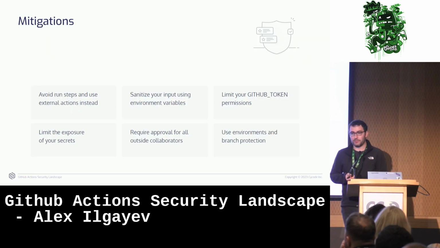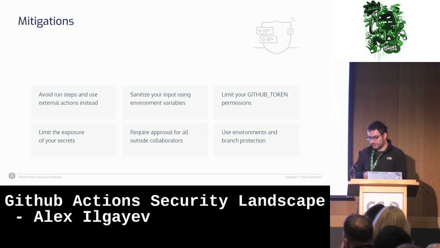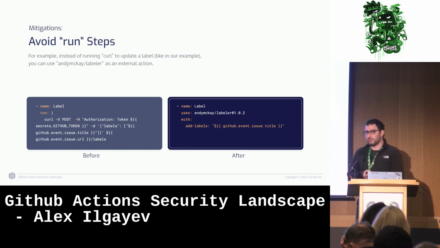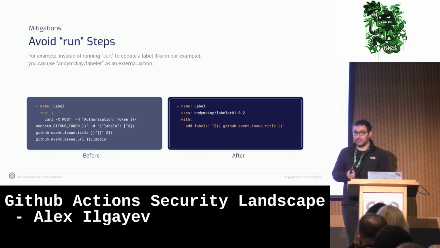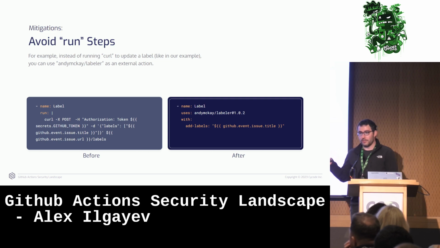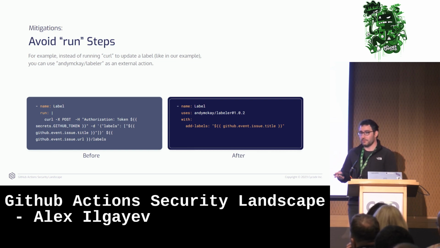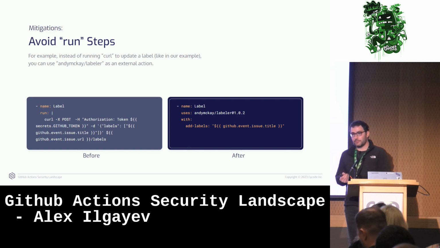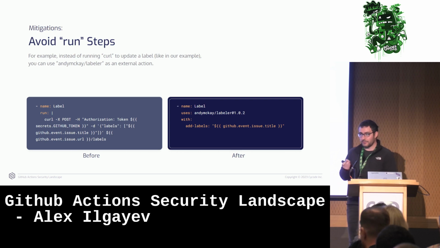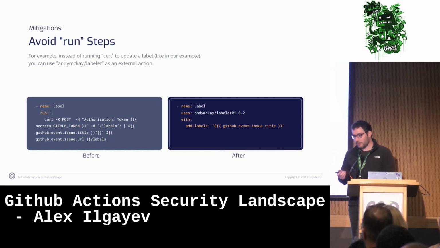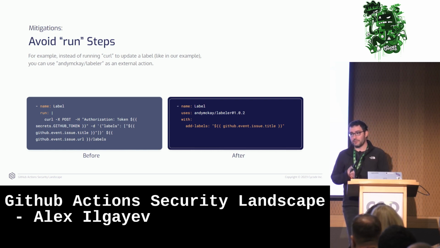So let's see in short how we're able to mitigate all this risk. First of all, avoid run steps. Run is like simple bash scripts. You can inject there whatever you want. It's recommended to avoid it whenever you can. For that, you can use an external action. For example, instead of calling the API for updating the label, you can just use some external action developed by the community that does precisely that, which is a lot harder to inject. So even when the title in the right example contains some code, it won't be run because it's sanitized as a string.